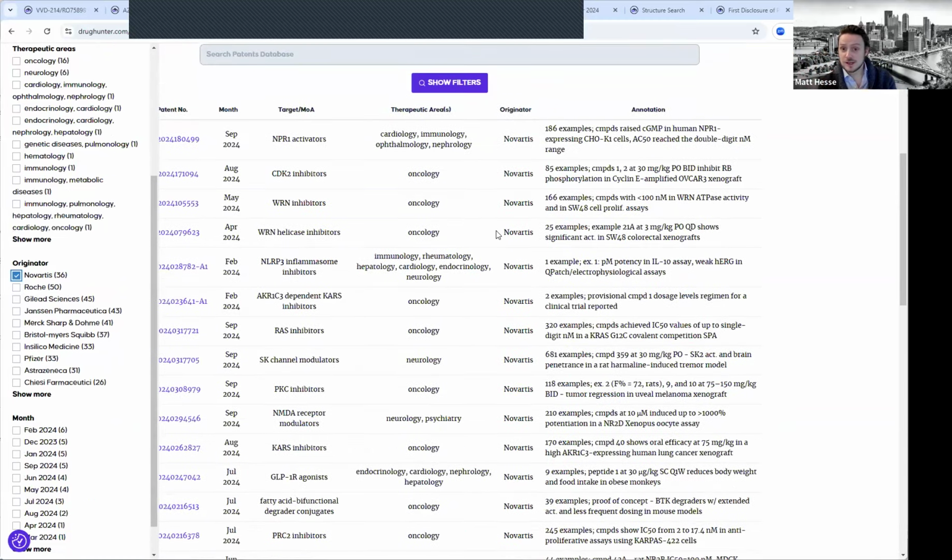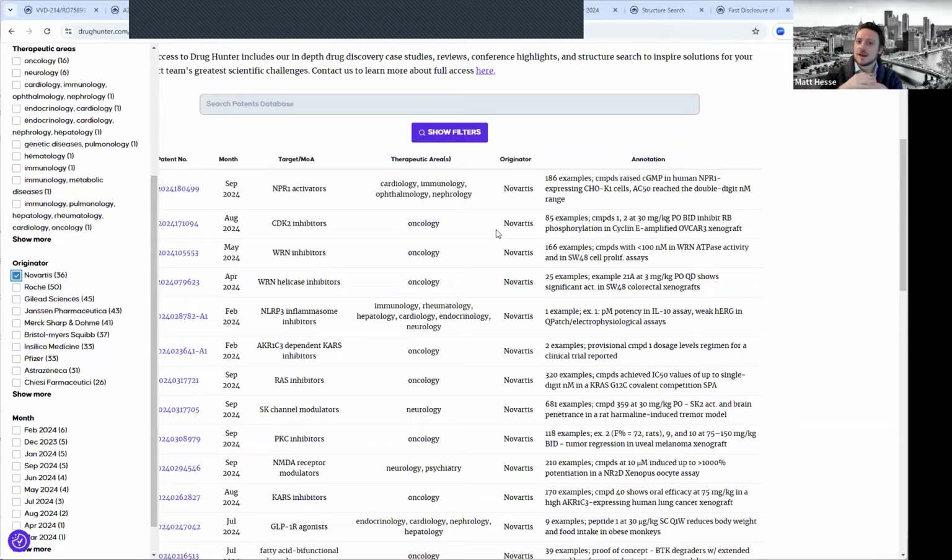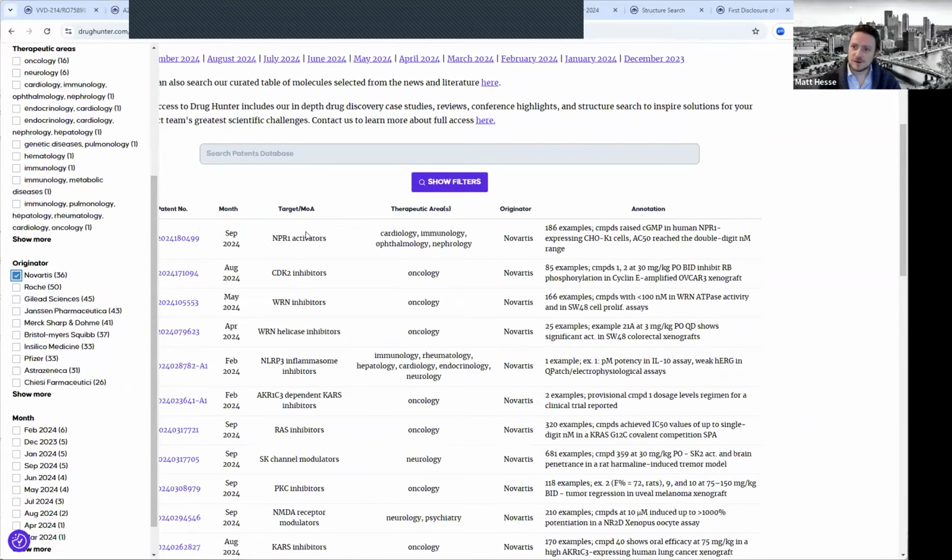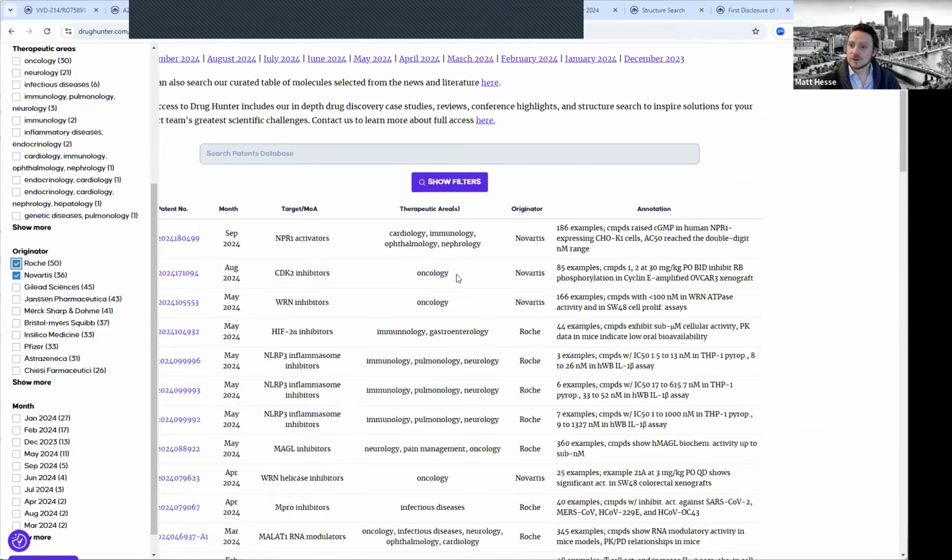And obviously you can do a search like this in SciFinder, and you're likely to get 1,000 results. Whereas what you really get with Drug Hunter is the curated, the most interesting things that you should know about that have been published by these different companies. You can also click on Roche as well, and this will allow you to compare, okay, what are Roche and Novartis working on? Where are they competing?